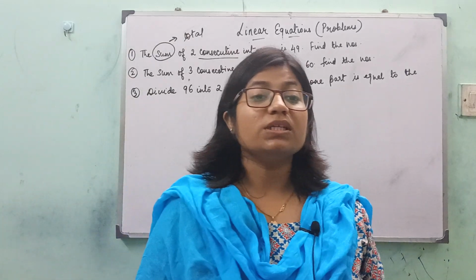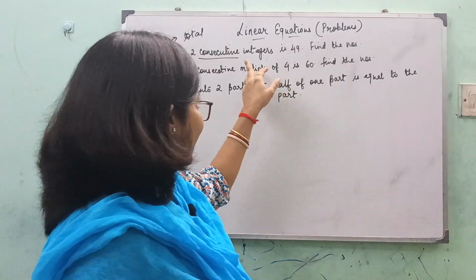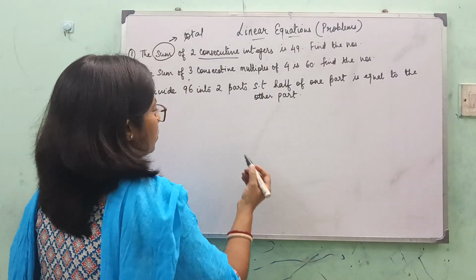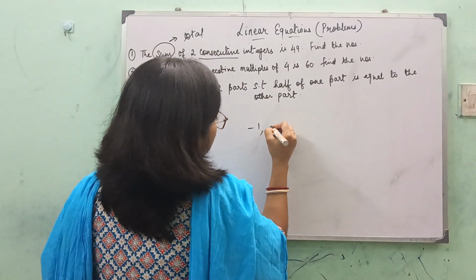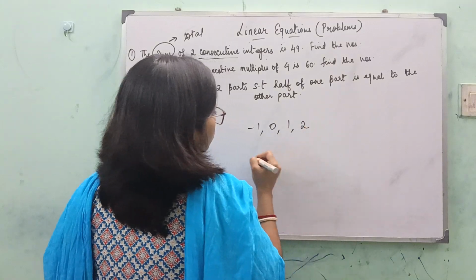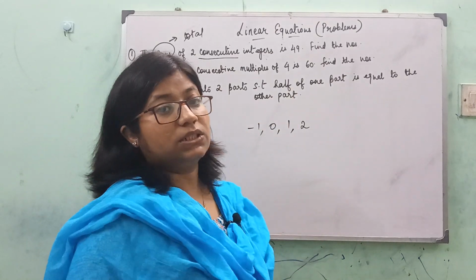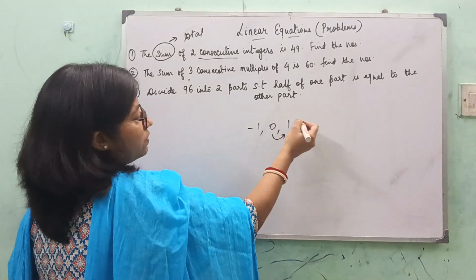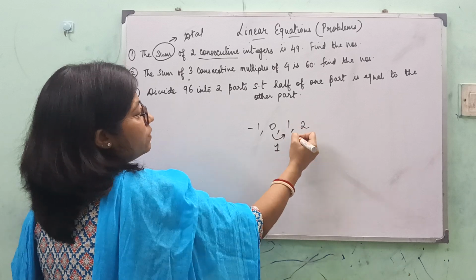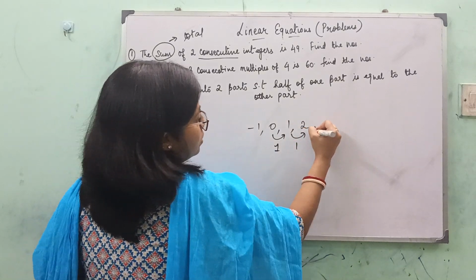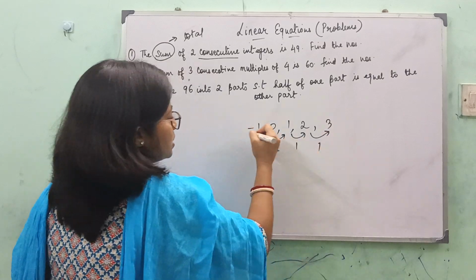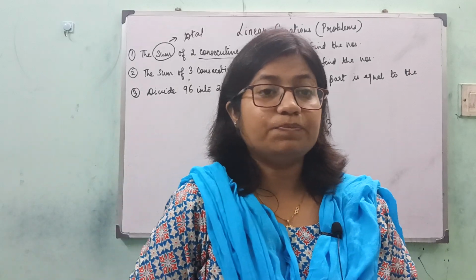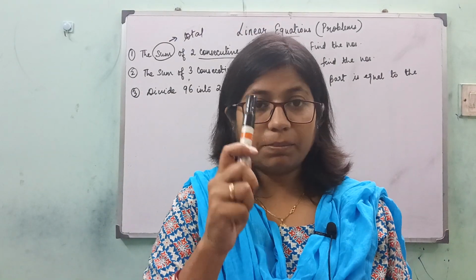Consecutive. What does consecutive mean? One after the other. So integers that are one after the other. What are the integers? -1, 0, 1, 2, etc. The negative and the positive integers. What is the difference between two consecutive integers? The difference of 0 and 1 is 1. The difference of 1 and 2 is 1. 1 and 3, sorry, 2 and 3, it is 1. Similarly, 0 and -1, the difference is 1. So consecutive integers differ from each other by 1.